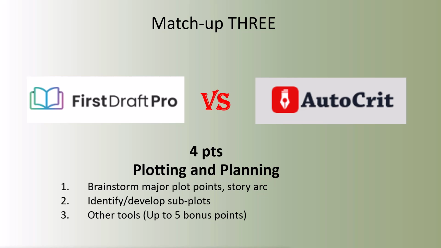So they will get the plotting and planning point for that outlining system, and AutoCrit will get it for their note card system, but they each only get the 1 point because they're both kind of one-trick ponies when it comes to the plotting and planning tools.